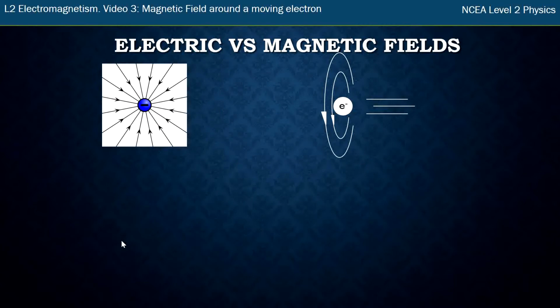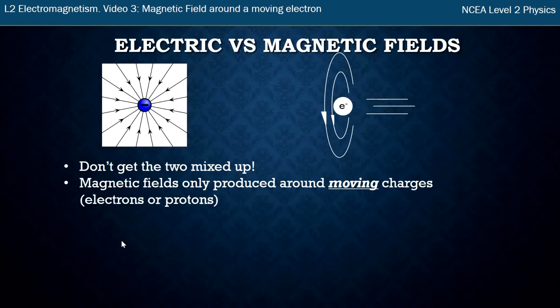Now, I just also want to stress again that electric fields and magnetic fields are different. Electric fields occur around an electron, but magnetic fields are only produced around moving charges. So when electrons are moving, you only get a magnetic field.